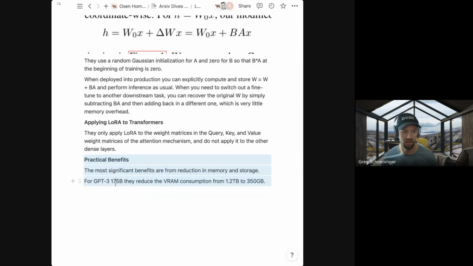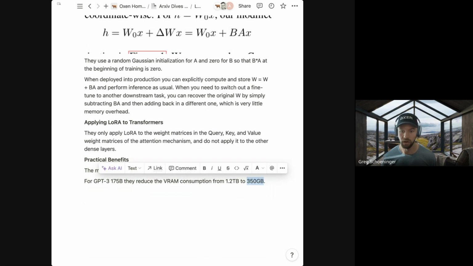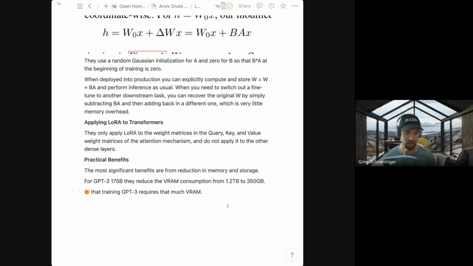Practical benefits: they did a lot of experiments on some of the BERT models, a GPT-2 model, and then all the way up to a GPT-3 model. That's where I got some of the numbers from before, and I think it's kind of insane that GPT-3 needs that much VRAM to train end-to-end. I would love to do the back-of-the-napkin math on how many GPUs you need to run that.